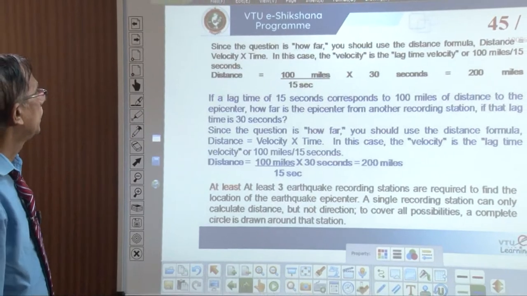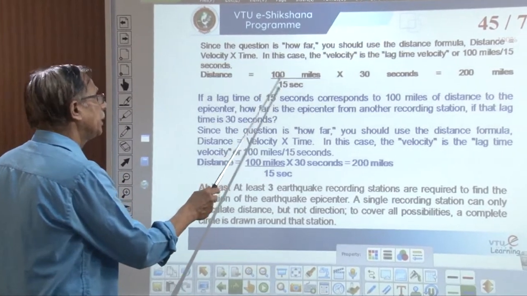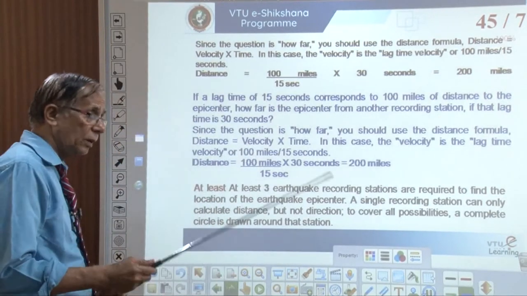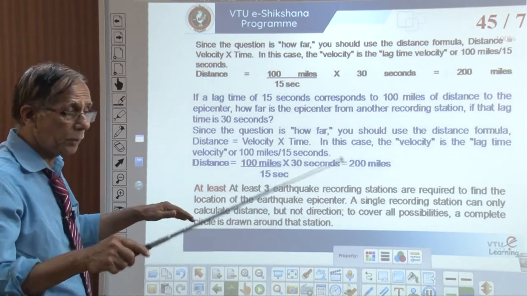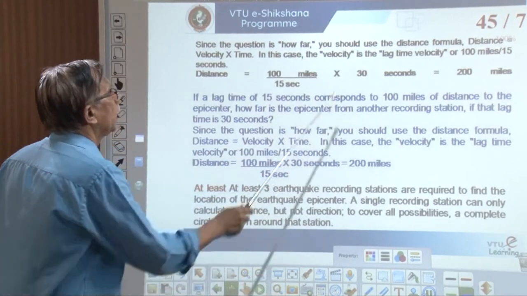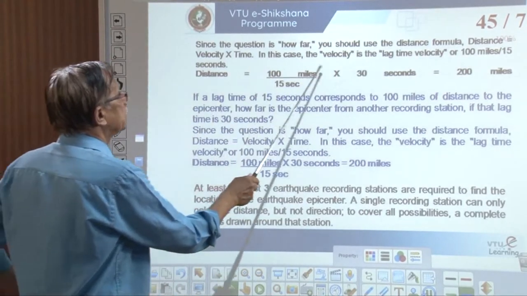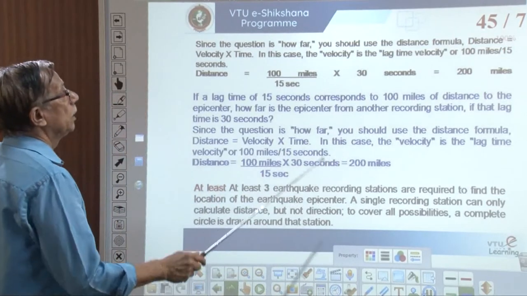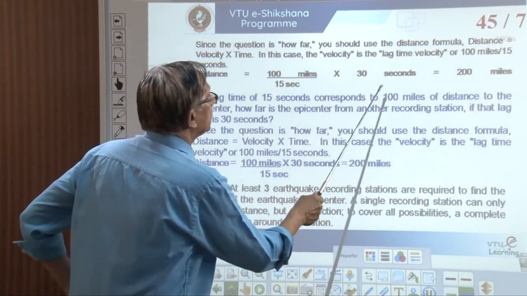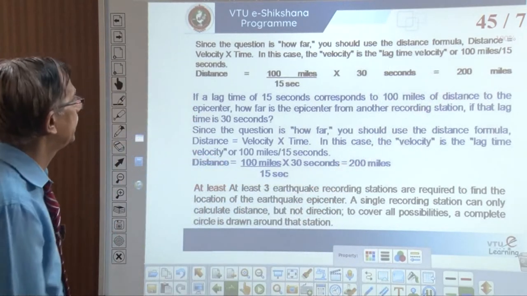Okay, we will continue. 100 miles or kilometers is the distance to be traveled. The time lag is 15 seconds: 40 seconds, 25 seconds, the difference between the P and S wave is a lag of 15 seconds. Since the question is how far, I have to use the distance formula. The distance equals velocity times time. In this case, the velocity is per lag time. So, 100 kilometers divided by the lag time, multiplied by 30 seconds. Therefore, that is the difference, and we have 200 miles.